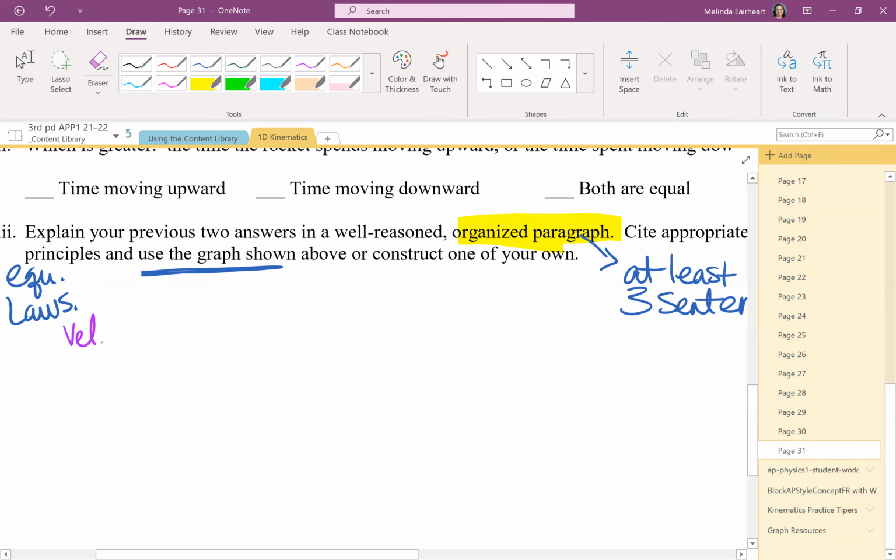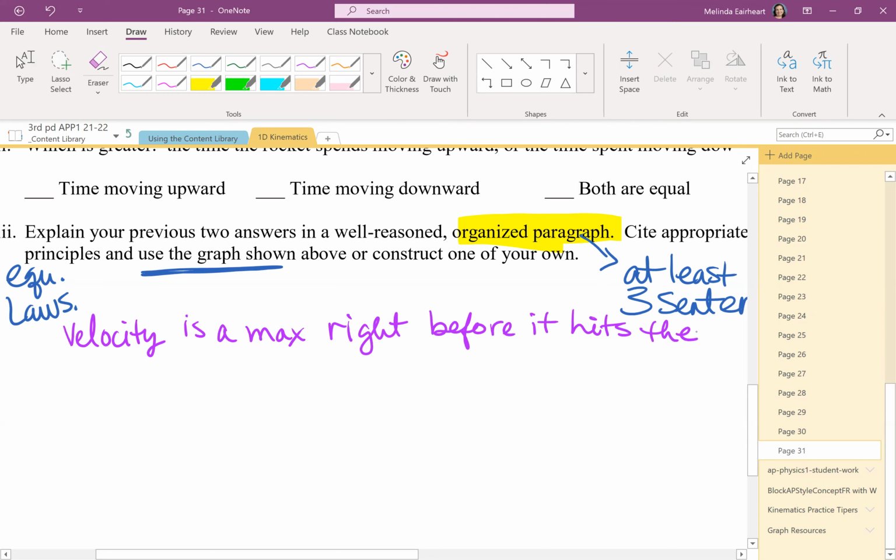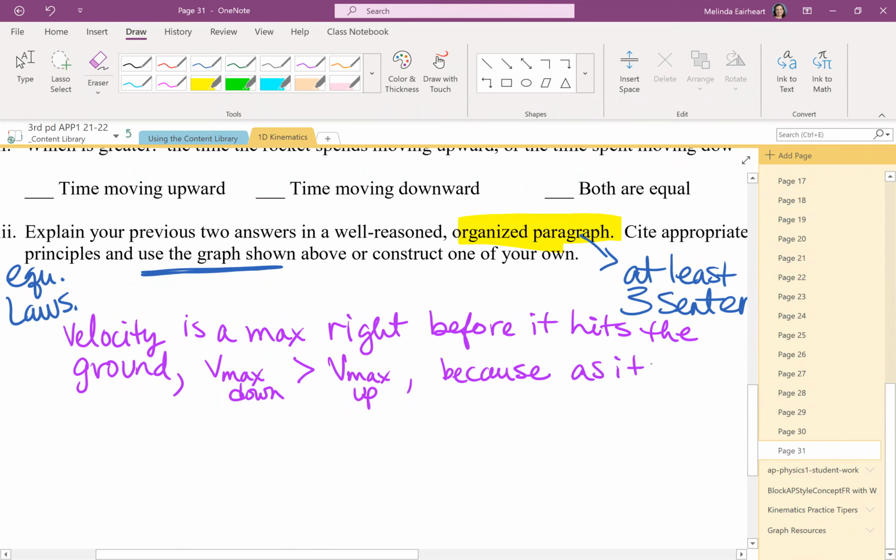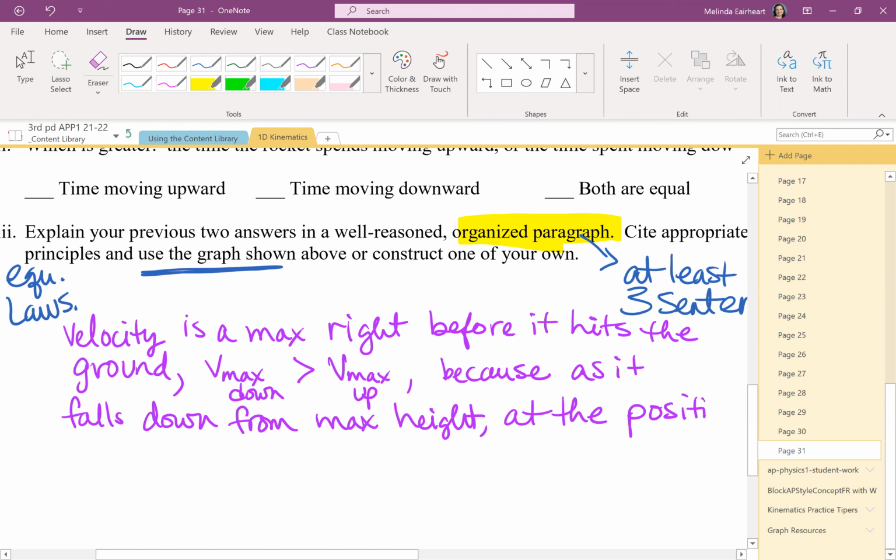So what did we say? The velocity is a maximum right before it hits the ground. In other words, Vmax down is greater than Vmax up because as it falls down from the max height or peak, at the same position as Vmax up, the rocket has a negative V equal to Vmax up.